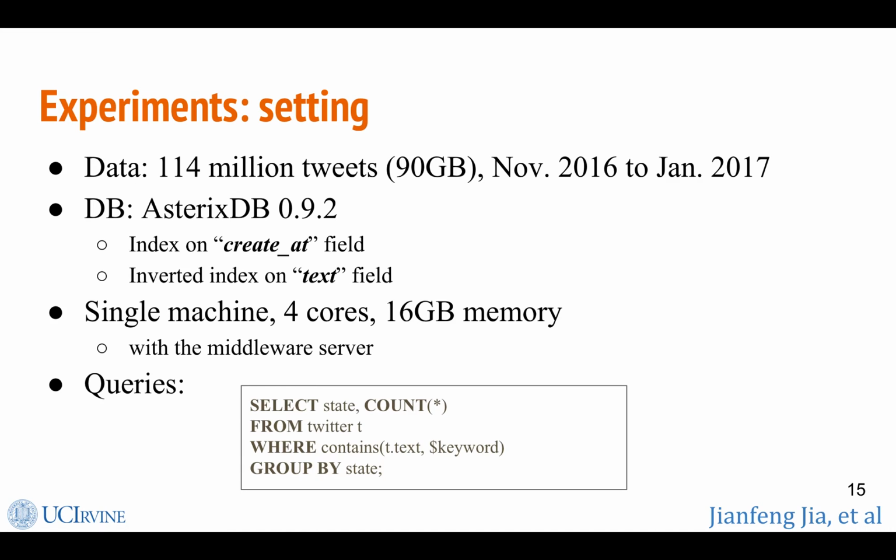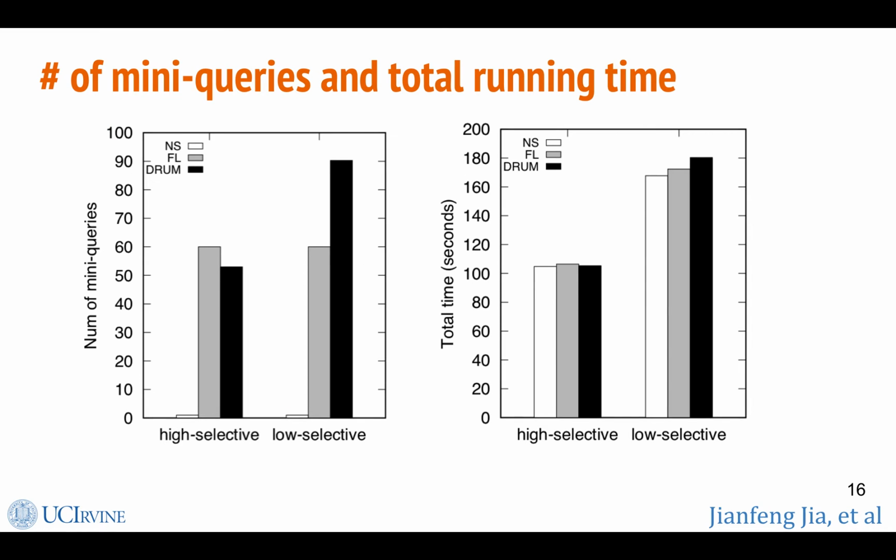Our test query is simple. We just count, by state aggregation, the number of tweets mentioning different keywords. Then we compare the number of mini queries and total running times for two different batches of queries. We differentiate workloads into a highly selective workload and a low selective workload. The highly selective workload returns fewer results, while the low selective one returns more results and tends to run longer than the highly selective queries.